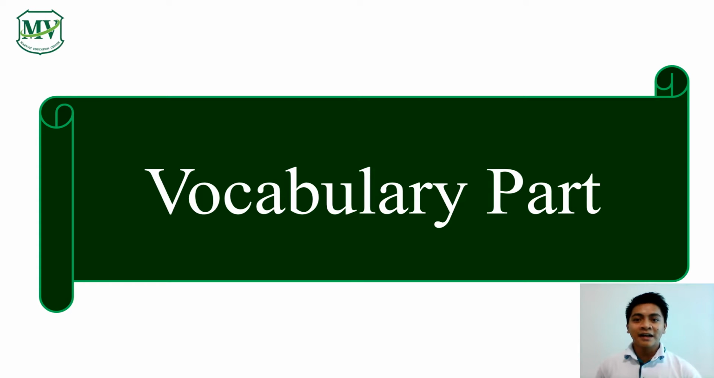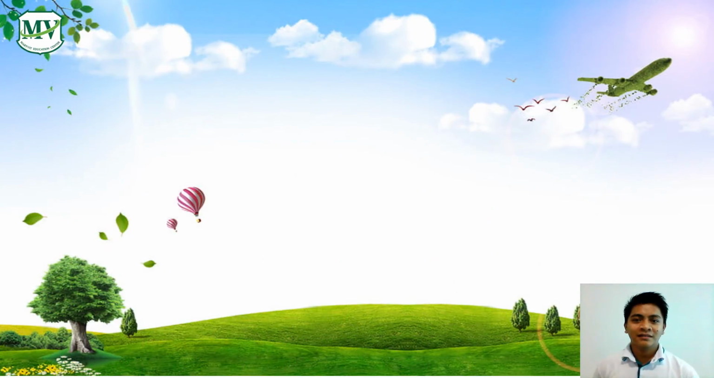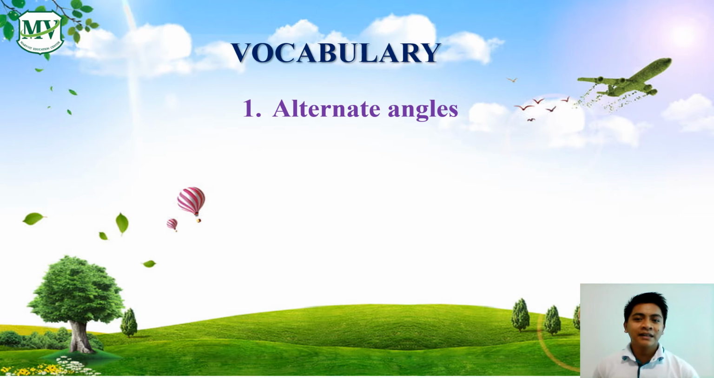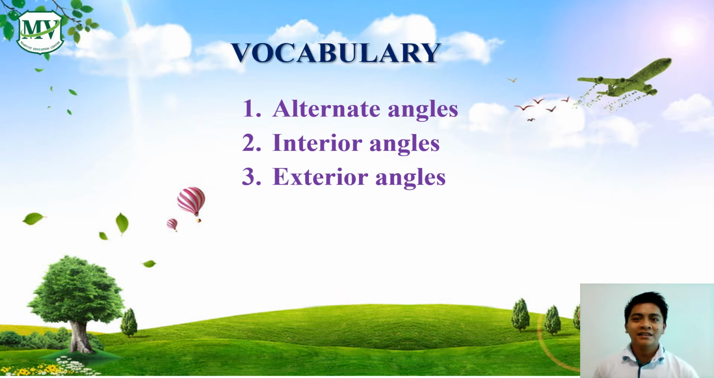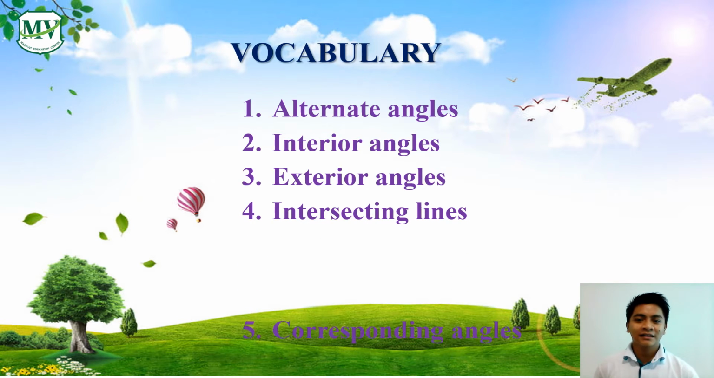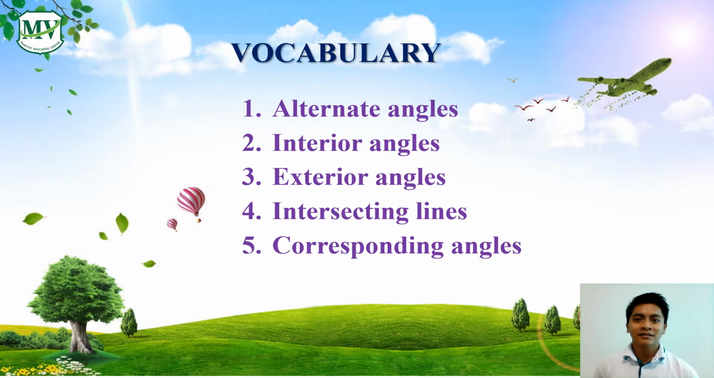Let's learn some vocabulary words. Here are some important words for this lesson. Can you say them with me? Here we go. Alternate angles. Interior angles. Exterior angles. Intersecting lines. Corresponding angles. Good job!